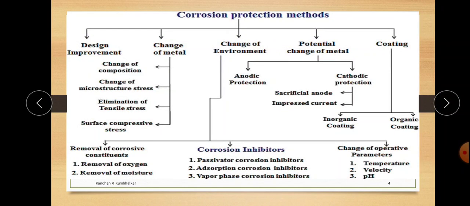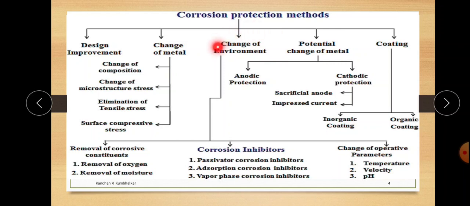There are basically 5 main concepts regarding corrosion protection. First one is the design improvement. Next one is the change of metal, which contains change of composition, change of microstructure, elimination of tensile stress, and surface compression strength.